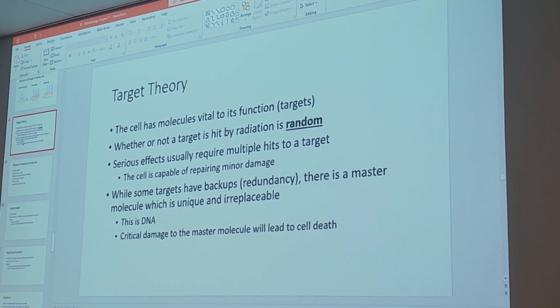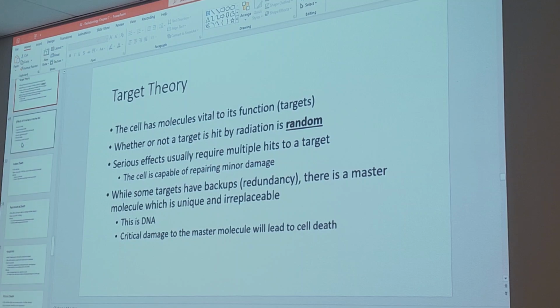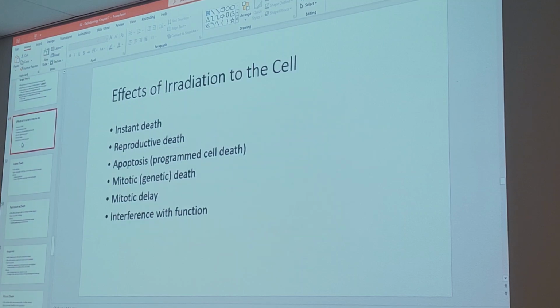We talked about target theory, another old concept we've talked about for quite a while. The main target molecule, the master molecule, is what? DNA. Right, so damage happens to the target molecule, the cell dies. That's the idea behind this. And then finally, we talked about different effects of irradiation to the cell.